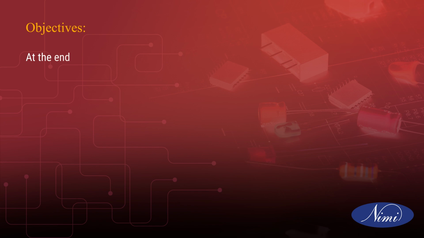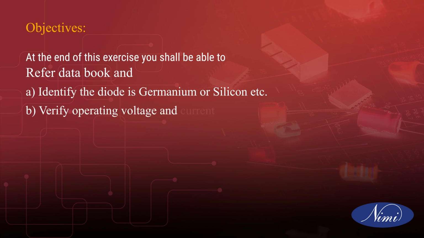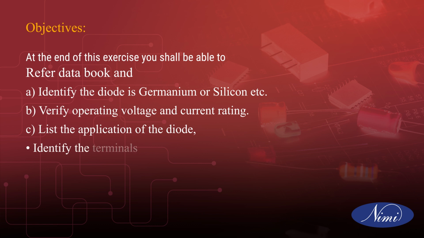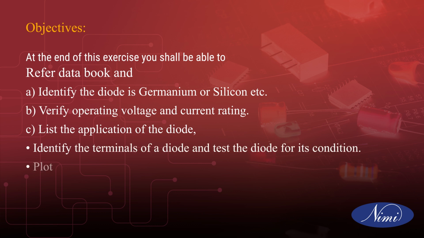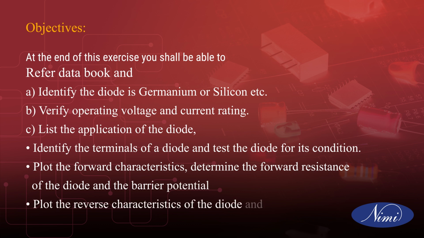Objectives: at the end of this exercise you shall be able to refer to the data book and identify whether the diode is germanium or silicon, etc. Verify operating voltage and current rating. List the application of the diode. Identify the terminals of a diode and test the diode for its condition. Plot the forward characteristics. Determine the forward resistance of the diode and the barrier potential. Plot the reverse characteristics of the diode and determine the minority carrier current.